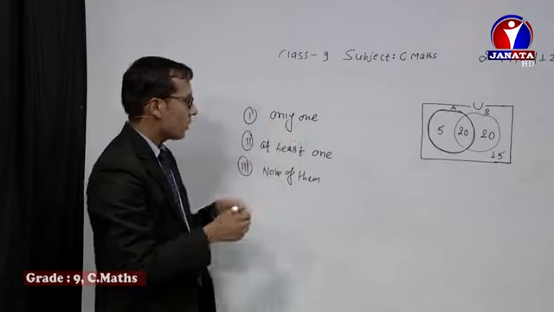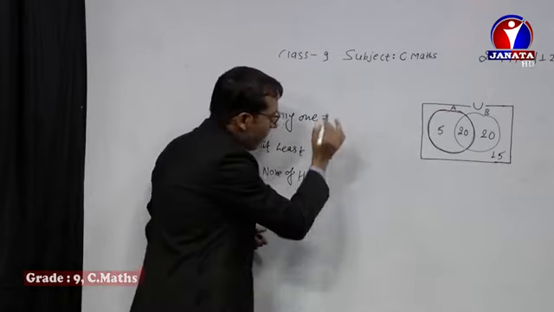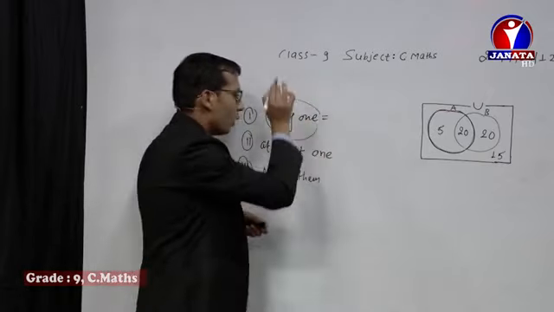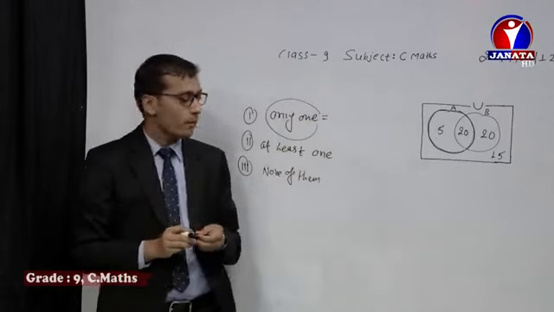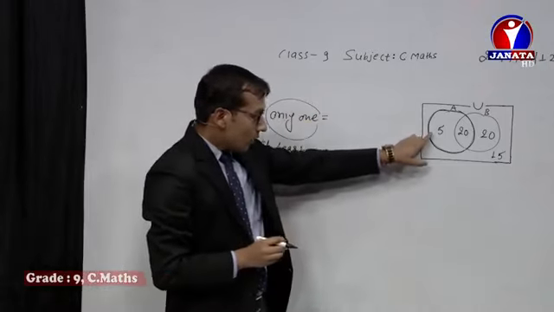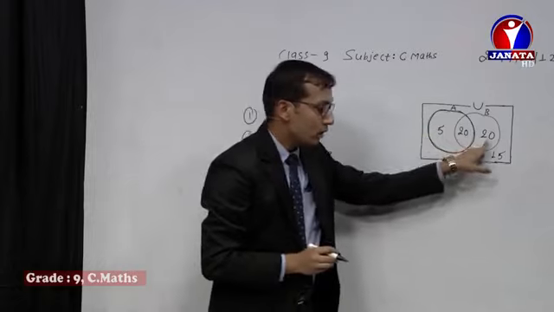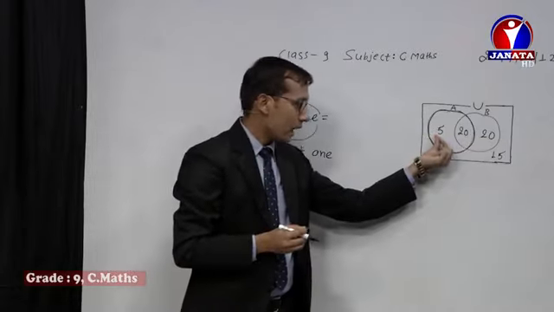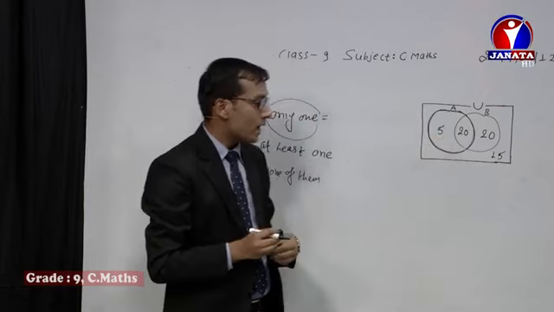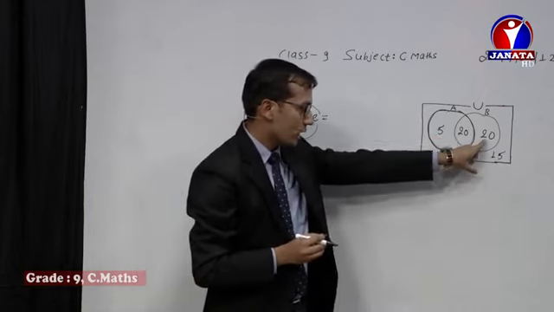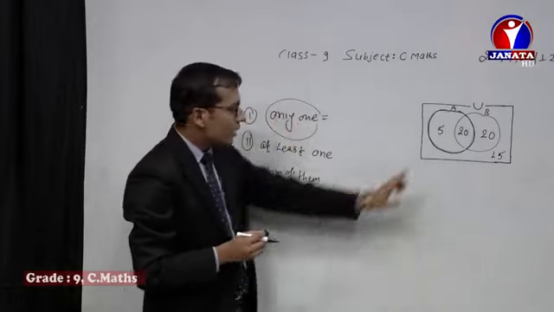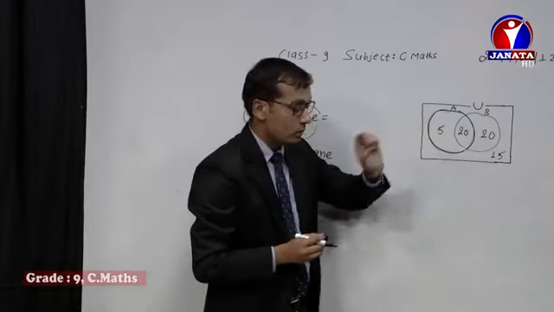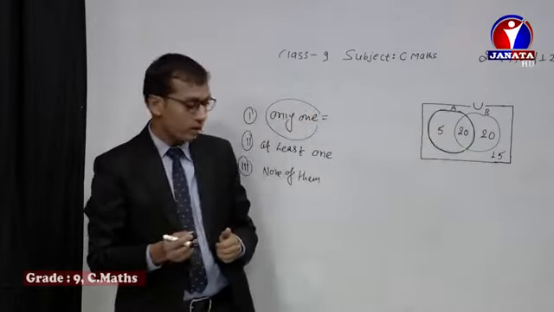That means this first keyword talks about either n only A or n only B. So what is the cardinal number in n only A? 5. What is the cardinal number in n only B? It's 20. So only one is 5 plus 20, it's 25.